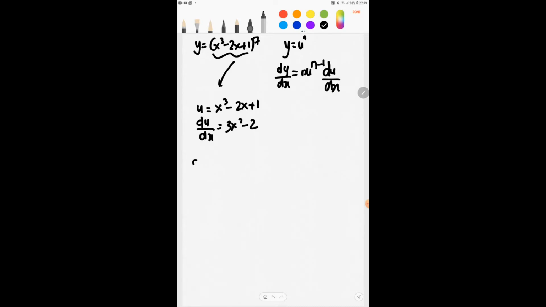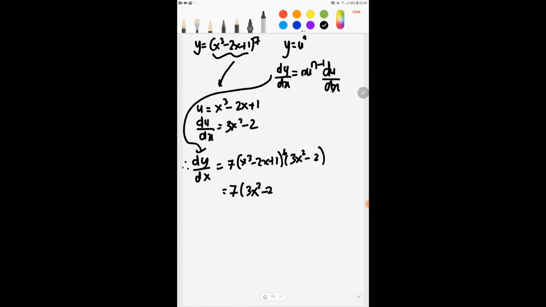Now we want to find the dy dx. So therefore for dy dx, we are going to use this formula. It becomes 7 times u, which is (x powers of 3 minus 2x plus 1) powers of 6, and the du per dx is 3x squared minus 2. If we rearrange that, we get 7 (3x squared minus 2) multiplied with (x cubic minus 2x plus 1) powers of 6. So that is the dy dx for this question.